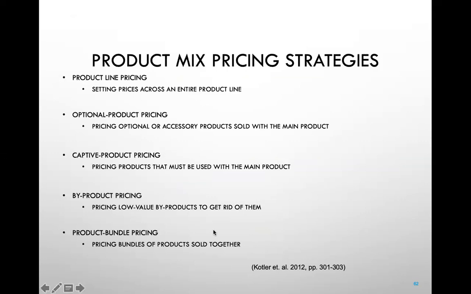And the next one is product bundle pricing, where you sell multiple products with one single price. The intention here is to create an affordable perception. So that's the second concept. You can pick any concept in here that is relevant to your case.